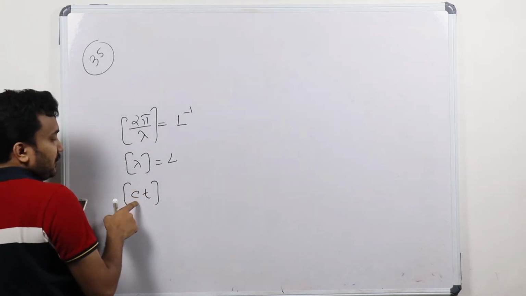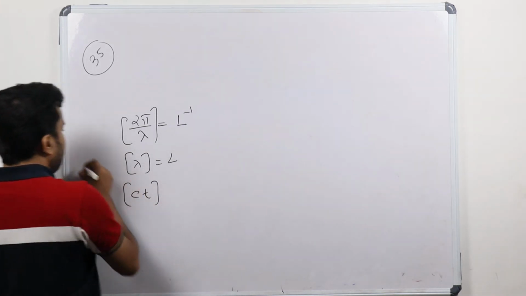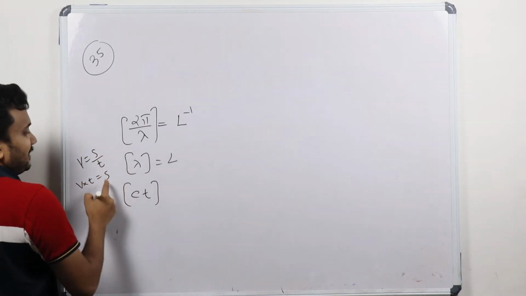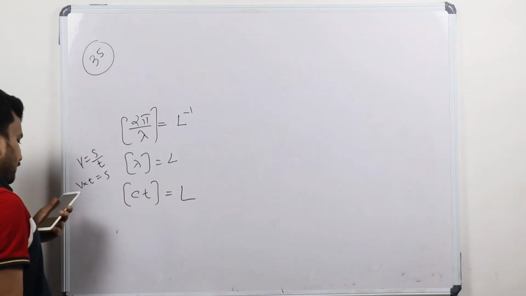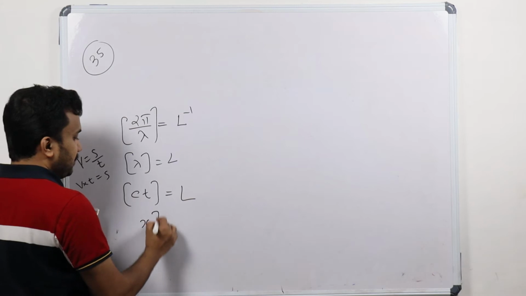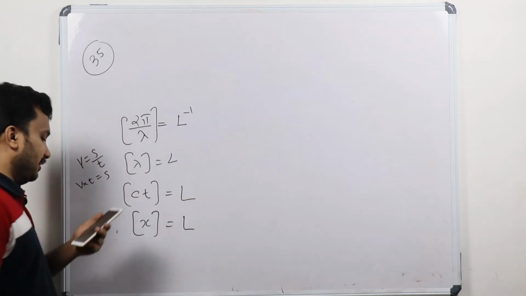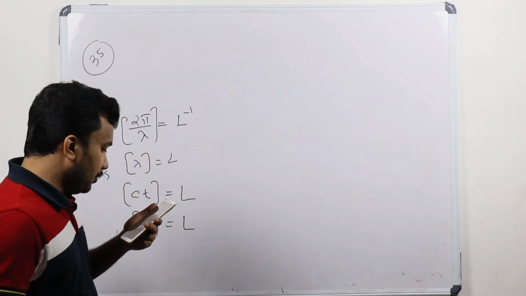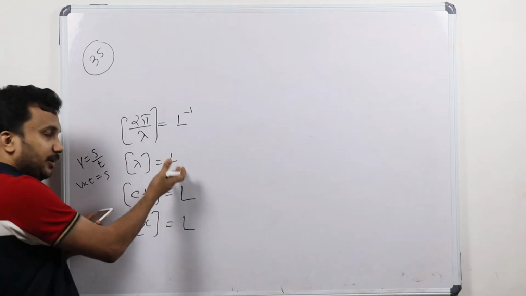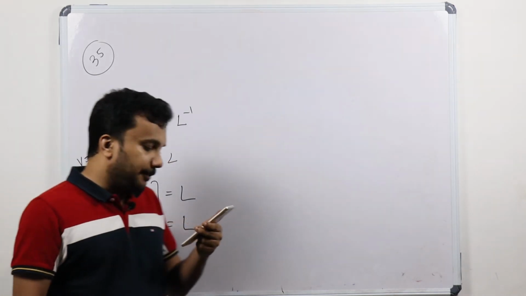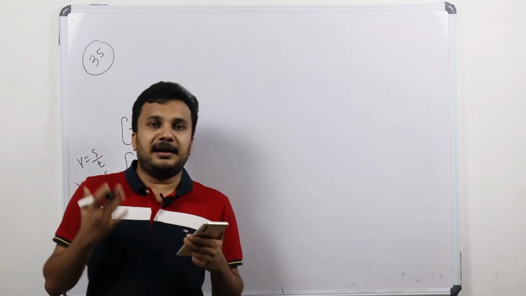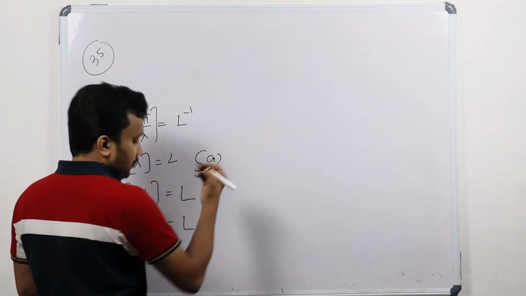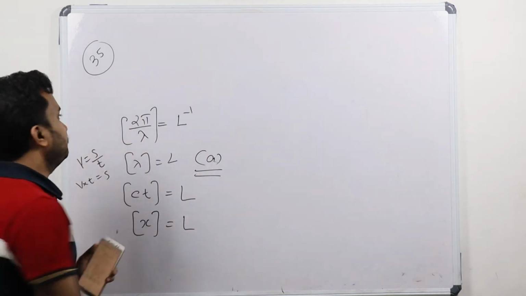Next we will find the dimension formula of Ct. C means velocity. Velocity is displacement by time, so velocity into time is distance S, and the dimension formula is L. Next is X. X means distance, so the dimension formula is L. Now we look at the options one by one. The first option says the unit of lambda is the same as that of X and A. Unit and dimension both will be the same, so both are correct. So option A is the right answer for this question. Let's move to the next problem.